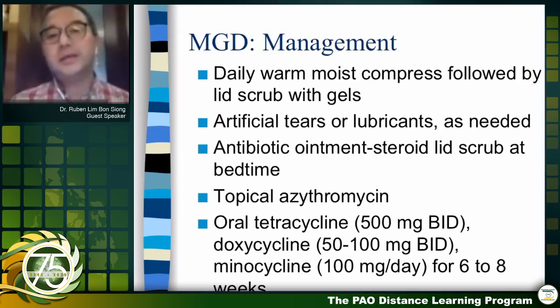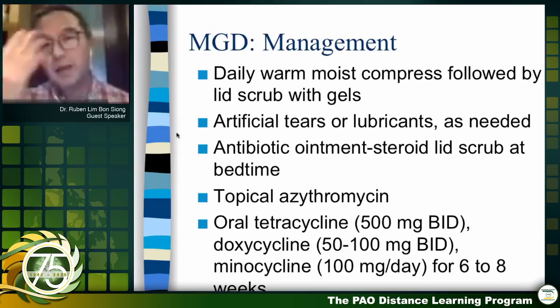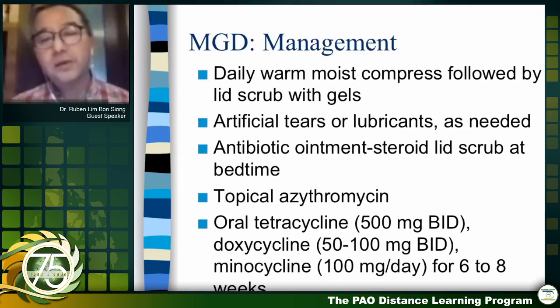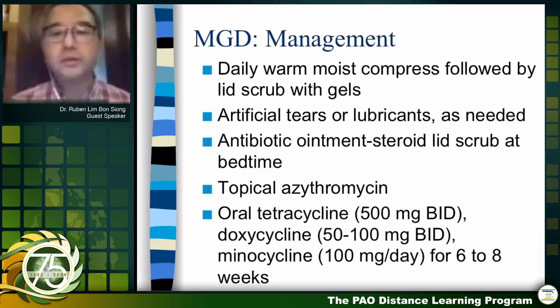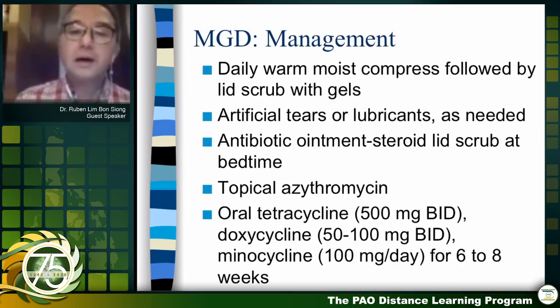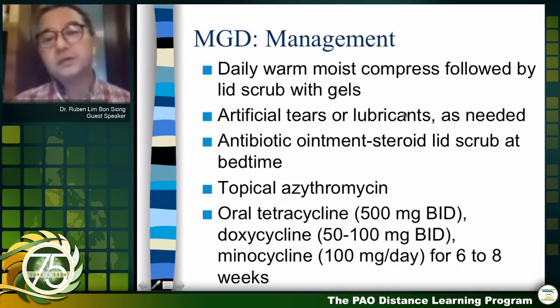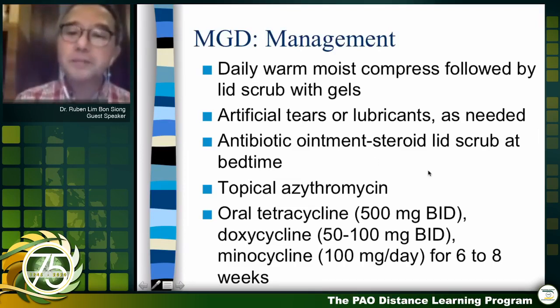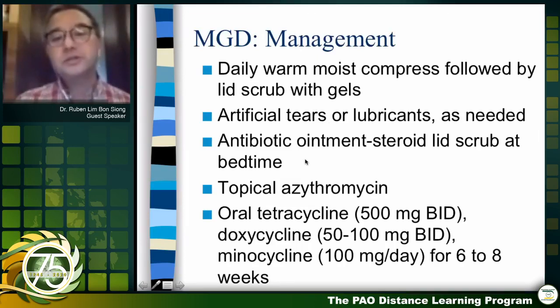So what is the easiest is really warm compresses. You can advise them to do that, probably twice a day at the start, once in the morning, once in the evening, immediately followed by cleaning. If they don't have gels, again, they can use soap and water to just wash off the lid margin. Okay, so lubricants, because of the symptoms, they might have tear film instability, evaporative type of dry eye. So you give your tear substitutes.